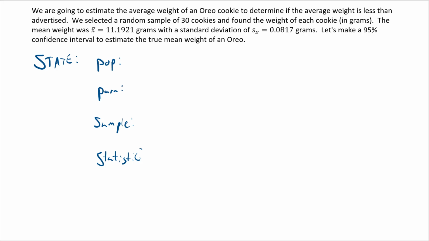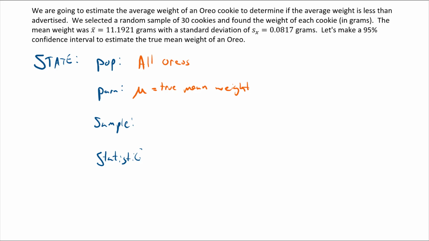So with this, the population, in this case, when we're talking about Oreo cookies, the population is all Oreo cookies, right? So all Oreos. The parameter, in this case, since we're talking about the mean weight of an Oreo cookie, the parameter is the true mean weight. So in this case, our mu, the true mean weight.